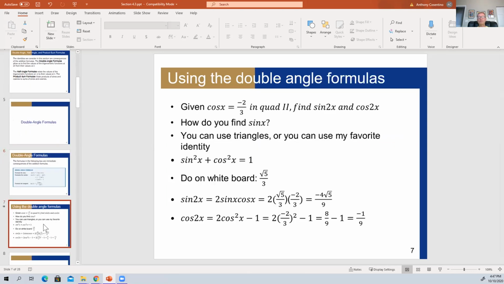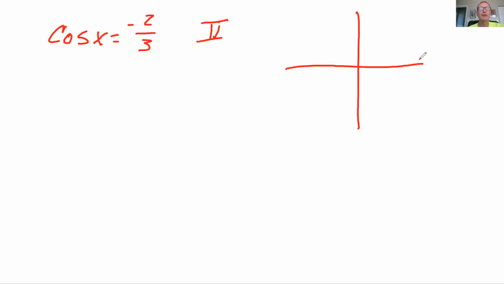So what I'm going to do is walk through this problem here. And this problem states that you're given a value for cosine of x, and that is -2/3. And it also says that you're in quadrant 2. So remember that when we take a look at this, we're in quadrant 2. So it'd be over here. And so let me draw the triangle again, just to refresh everybody's memory, all right? It would look something like that.